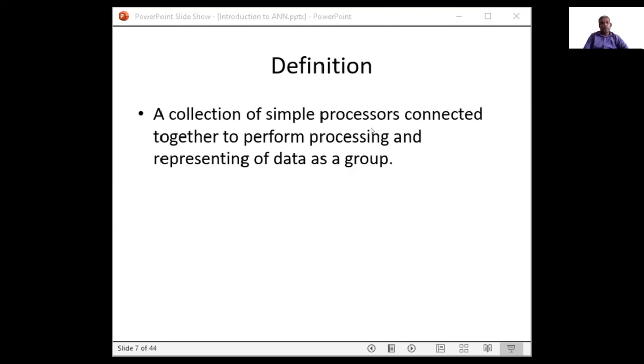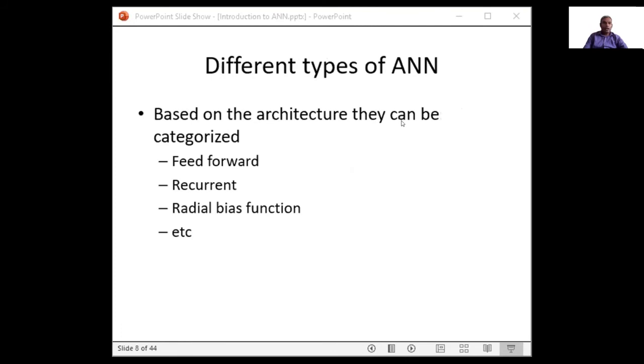Okay. So what you should know from here is a neural network is basically a collection of smaller processors that are connected together, and they function as a group. Depending on how these neurons are connected, these networks have different names. They are categorized based on the connection type. You have feed-forward, recurrent, radial basis, and many other forms. In our course, we will be only focusing on the feed-forward network architecture.